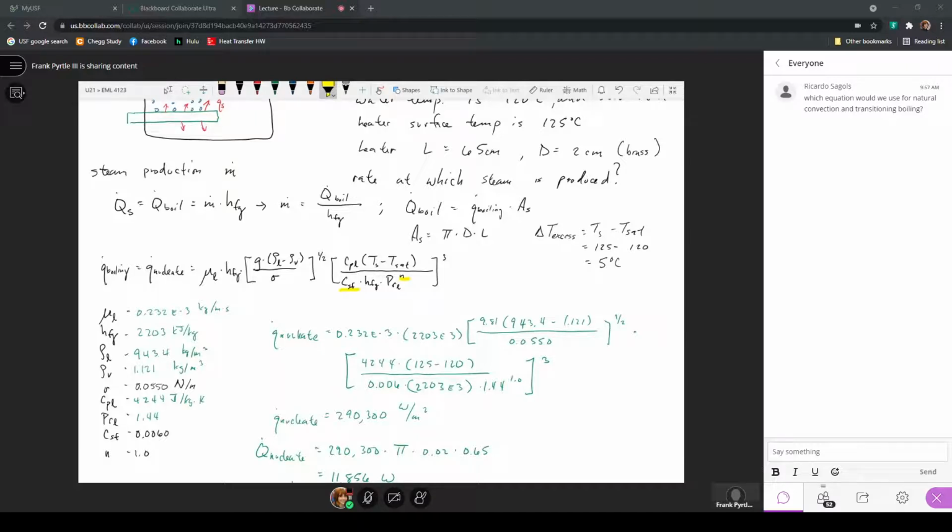So in this problem, not only do the fluid properties change as a function of that saturation temperature, but it would also change as a function of the material type that is actually used in order to determine the rate at which vapor would be actually produced on one of these surfaces.